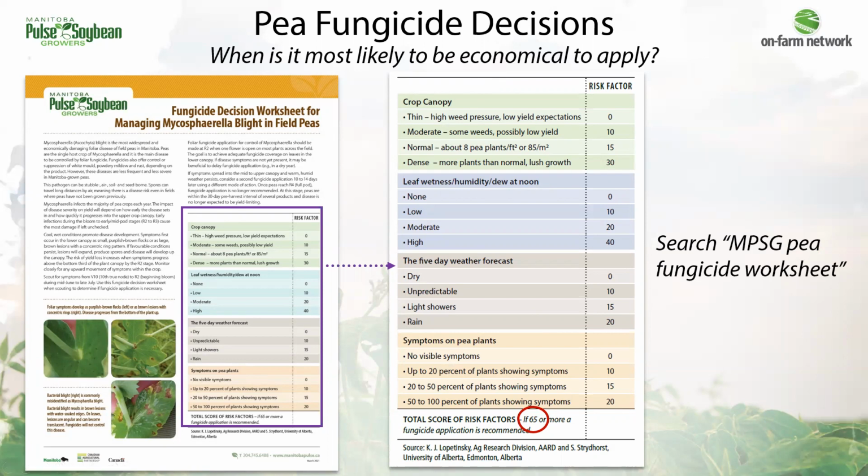So visit more areas of the field or come back in a couple of days to reassess and revisit this scorecard. You can find this on our website at manitobapulse.ca, or you can search MPSG pea fungicide worksheet. Along with the scorecard, this fact sheet has a little more information, some reminder photos for what these diseases look like and how to tell them apart, and what they mean in terms of pea yield. So it can be a pretty handy resource to have on hand.